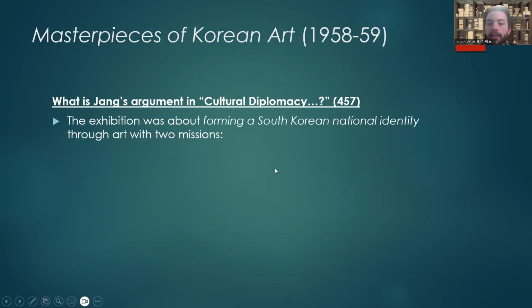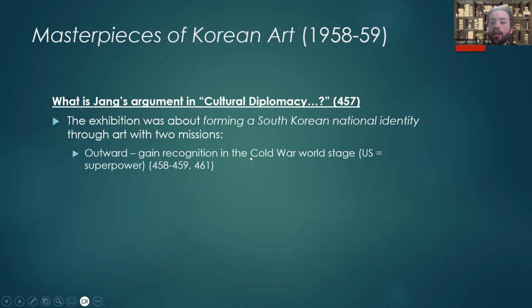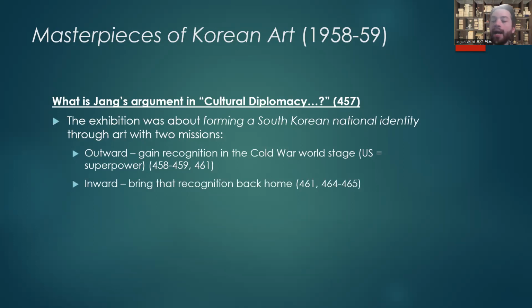So this exhibition had a twofold mission for forming South Korean national identity. One of them was outward, right? They want to get recognition on the Cold War stage. They want to be friends with the US. They kind of already had to be friends with the US, as we've learned with the division of the peninsula and then the Korean War. But this is a different way to further enhance that relationship with the US. And then inward: bring that recognition back to South Korea and say, look, we did it. We have this identity. We've represented it. And this is what it looked like. And we can all get around that, right?